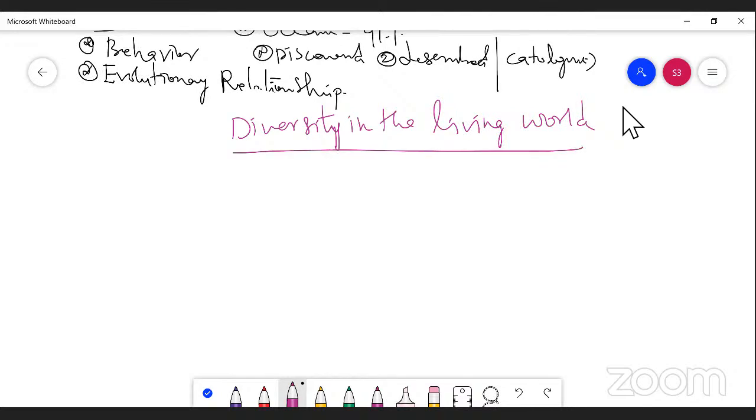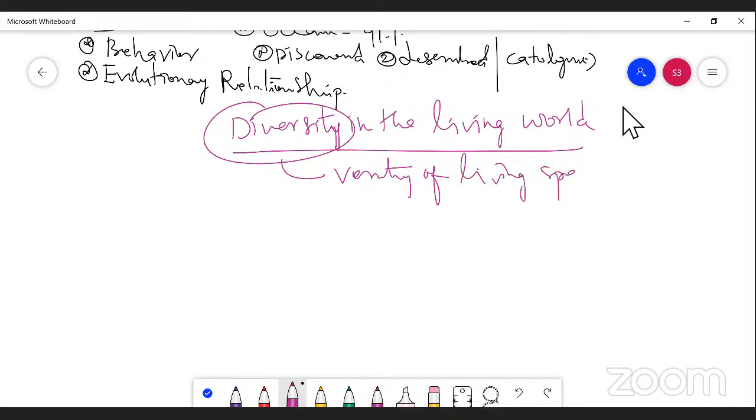The earth has many habitats with a wide range of living organisms inhabiting them. I mean, the earth's surface has many adapted life forms. All the life forms are not the same; compared one to another, they are different. That is diversity in the living world. Diversity means variety of living species. I mean, diversity in the living world means varieties of life forms living on the earth.